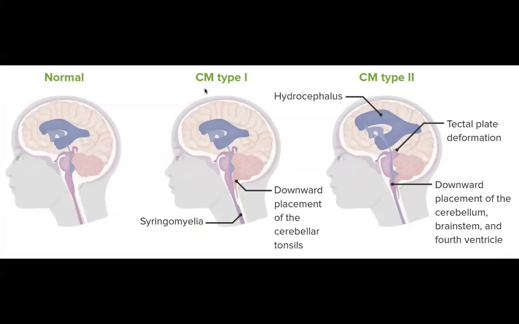In Arnold Chiari malformation type 1, there is downward displacement of the cerebellar tonsils. Whereas in type 2, there is downward displacement of the cerebellum, brainstem, and the fourth ventricle.